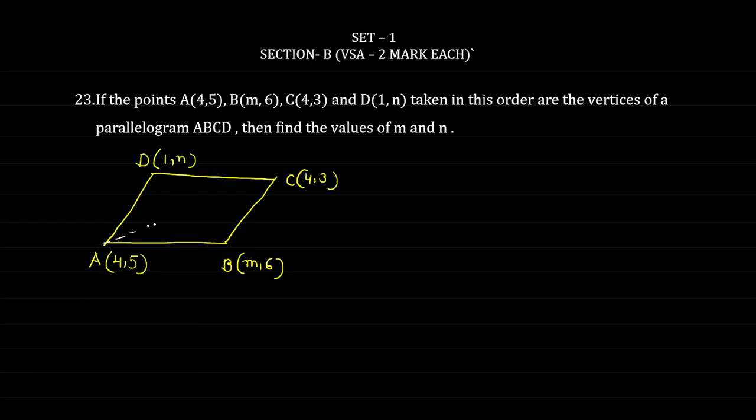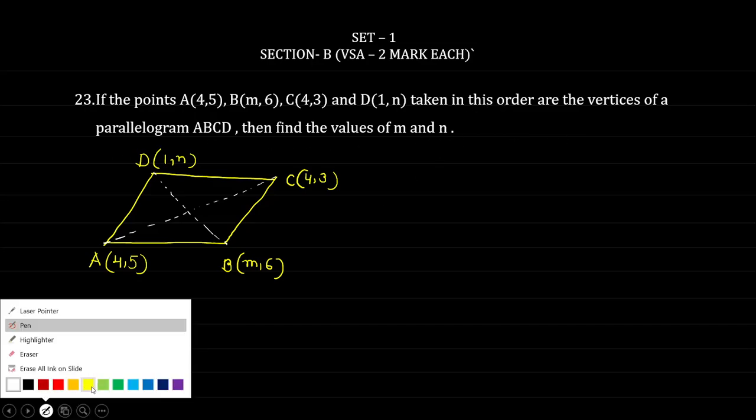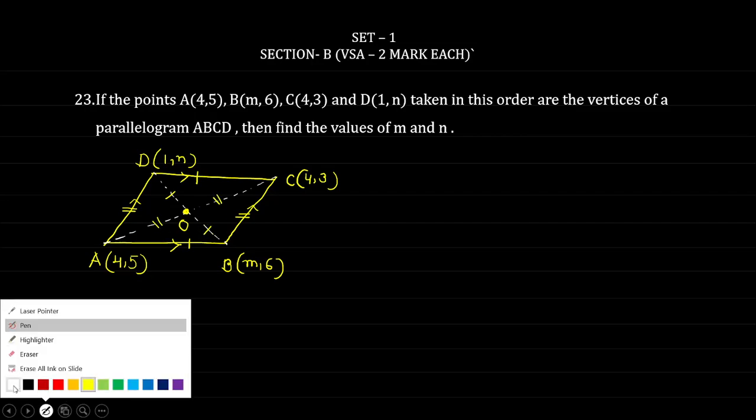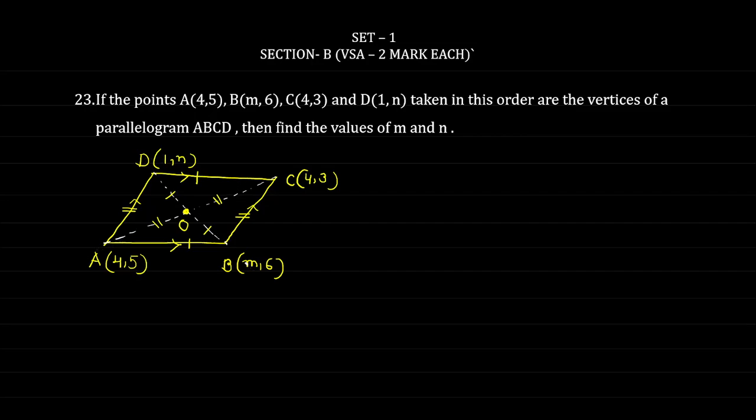Now let me join the diagonals here. So AC and BD, we have two diagonals. So that's the scenario of the question. Then find the values of m and n. So we have to find the missing values of m and n. Now let's see how we find this. See, what is the property of a parallelogram? Opposite sides are equal and parallel, right? These two sides are also equal and parallel. And the most important property is the diagonals bisect each other. That means this length will be equal to this length and this length will be equal to this length. So diagonals bisect each other. That means the midpoint of AC and the midpoint of BD will be the same.